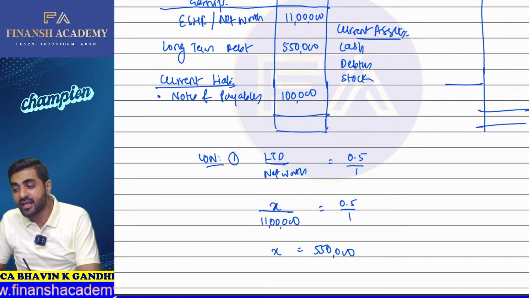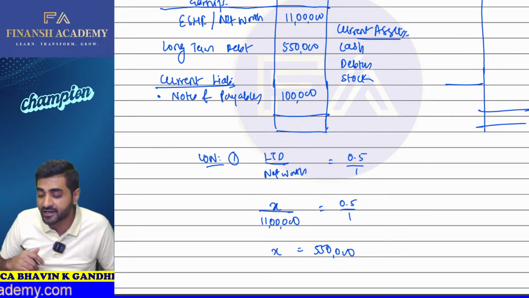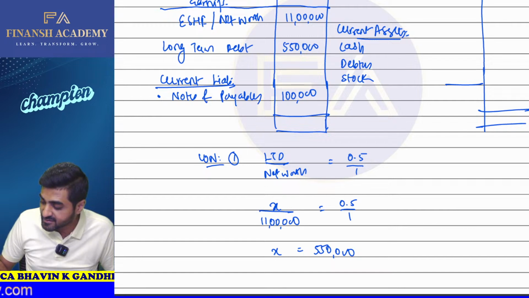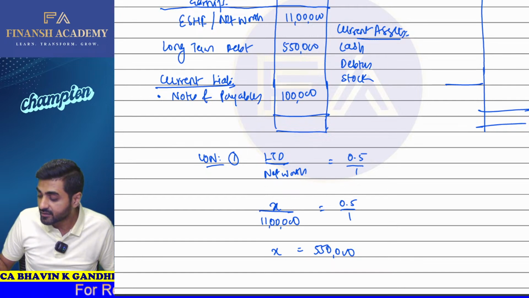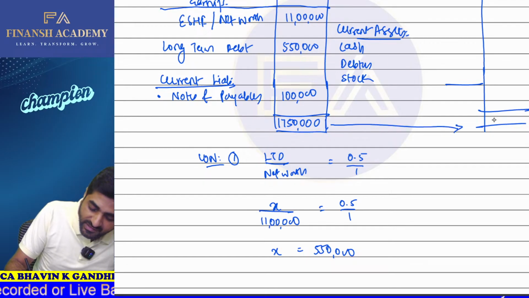And with the help of this, we can very easily now complete your balance sheet total liability side, which will be 11 lakhs plus 5 lakh 50 plus 1 lakh. That will be nothing but 17 lakh 50,000. So this will also be 17 lakh 50,000.